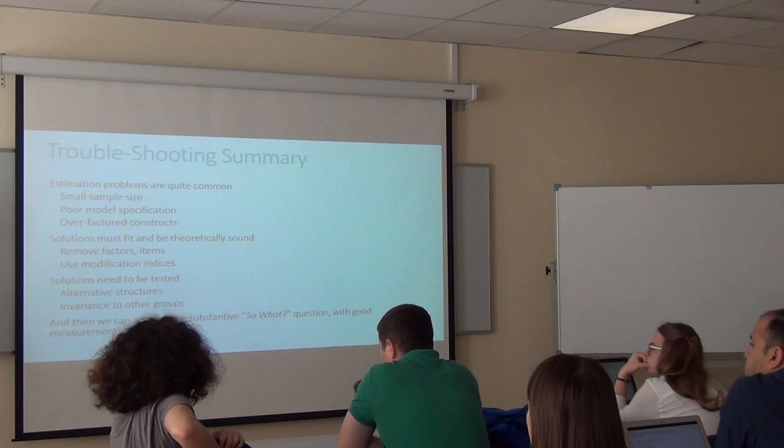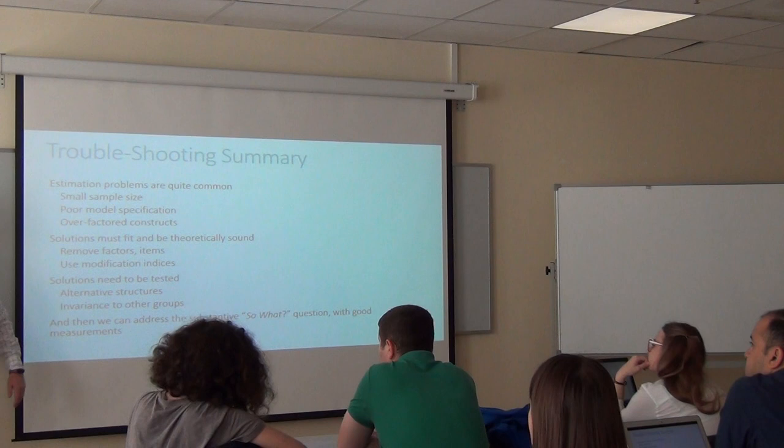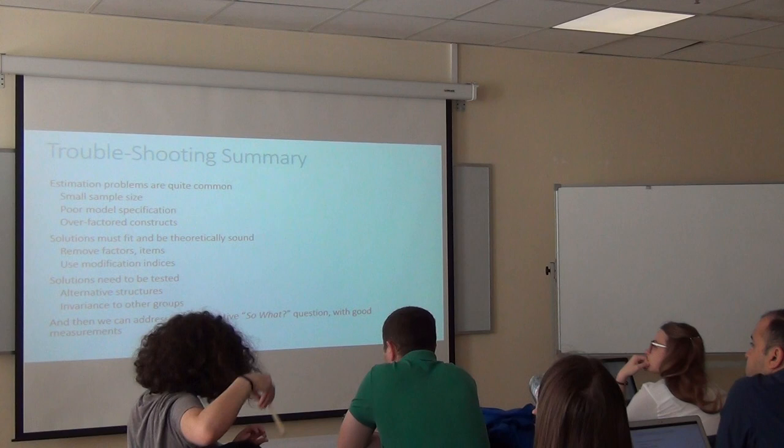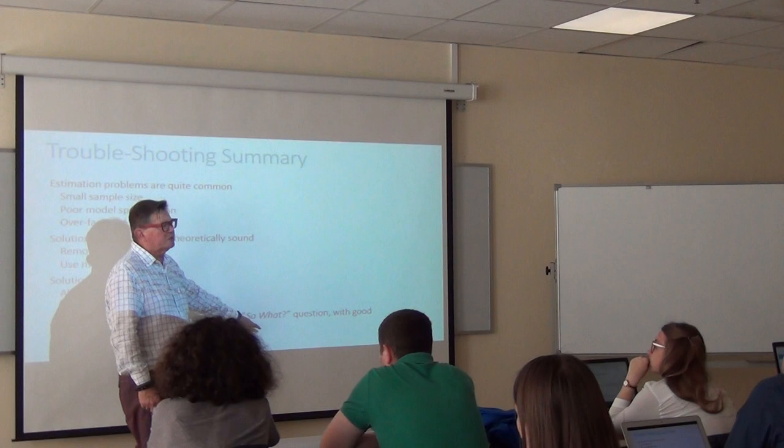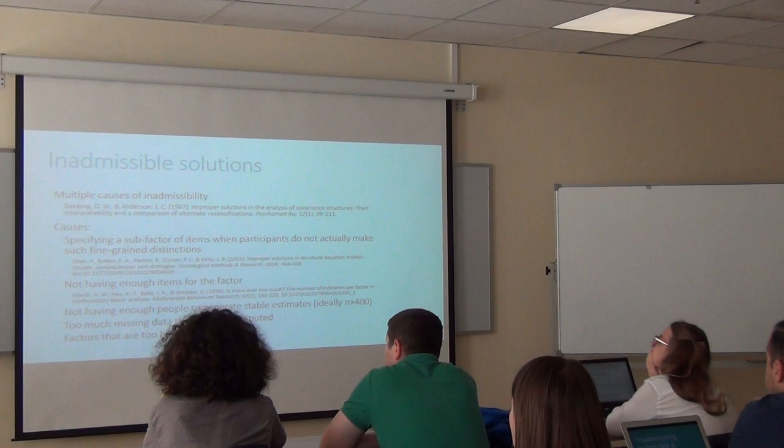Once we've got all of this done, then we can say, so what can we learn now? What does this model tell us about the humans who gave us the data, right? Because in my world, this is the question, the point of doing the research. So what can we learn from this data? There are multiple causes of inadmissibility. Lots of things make solutions break.